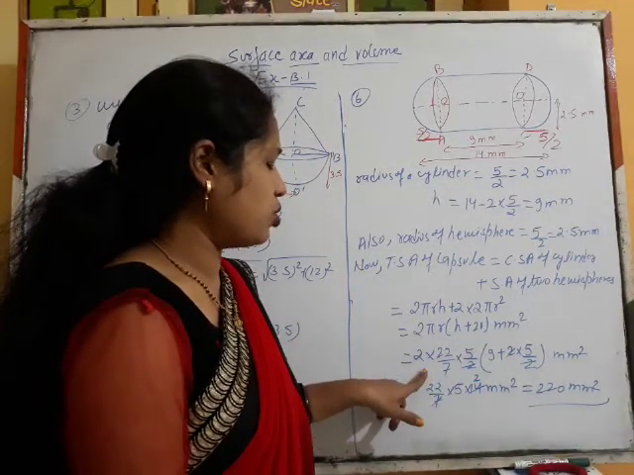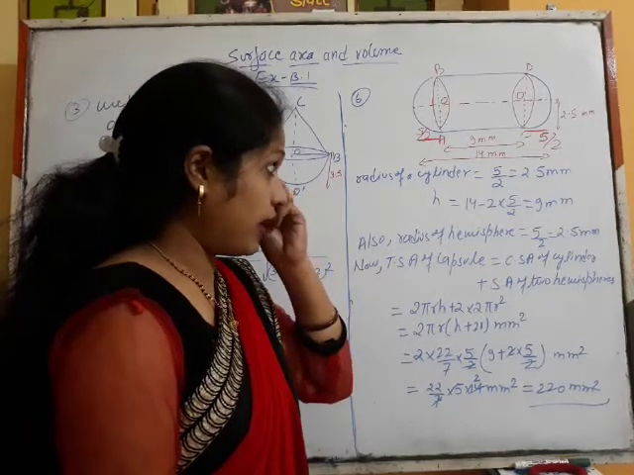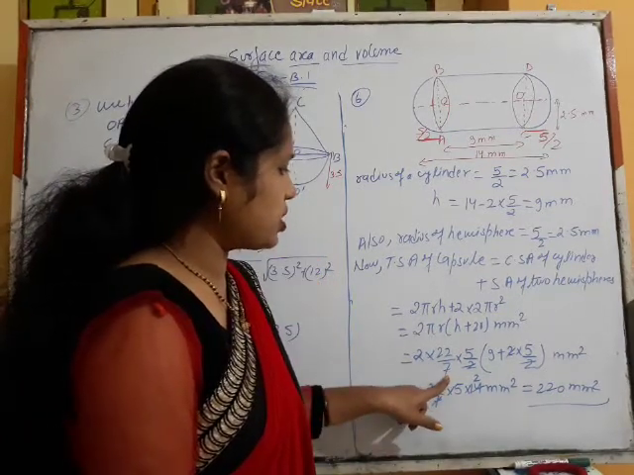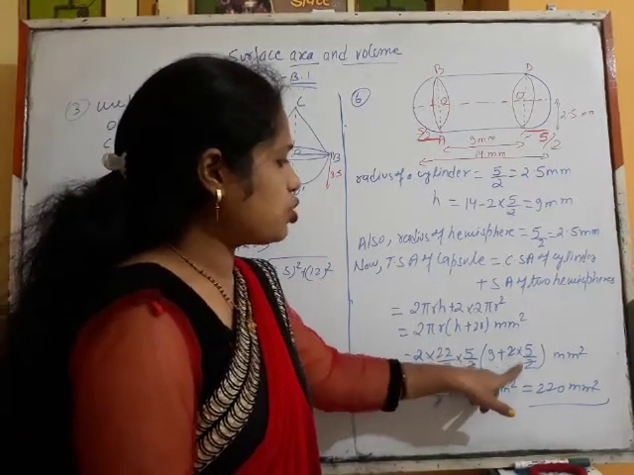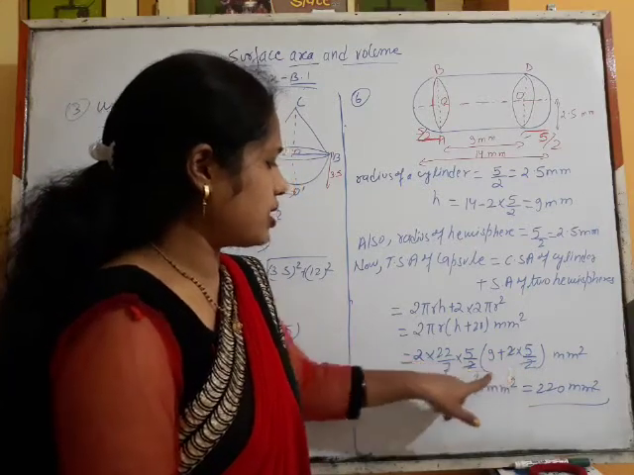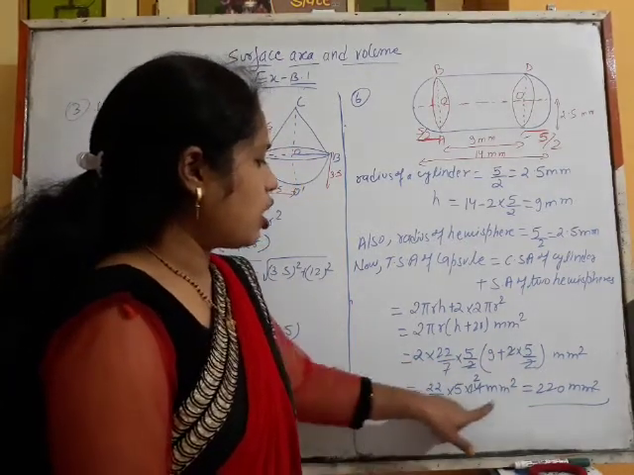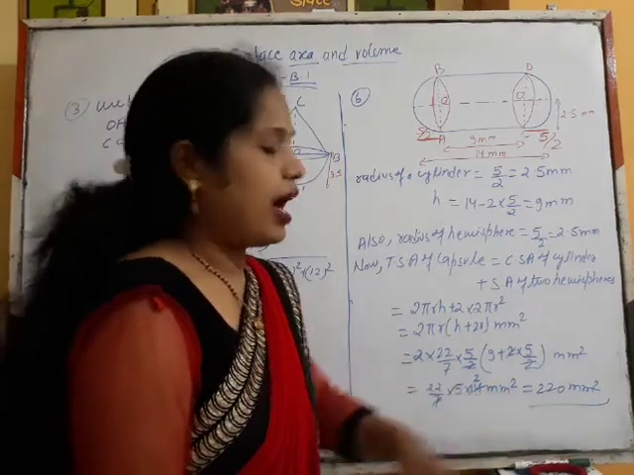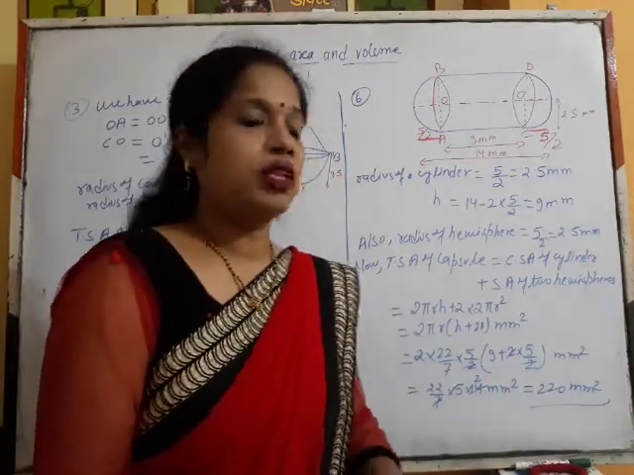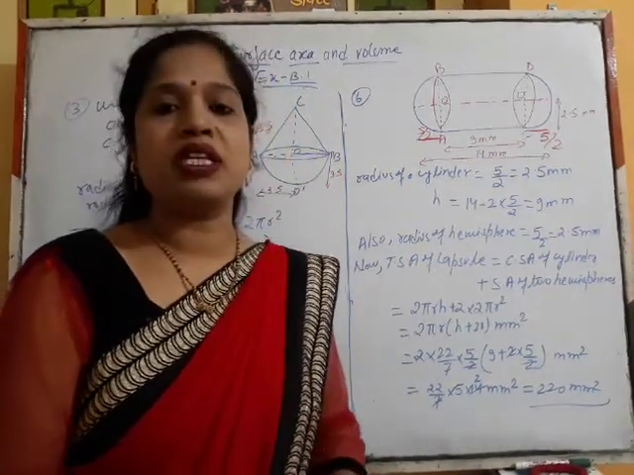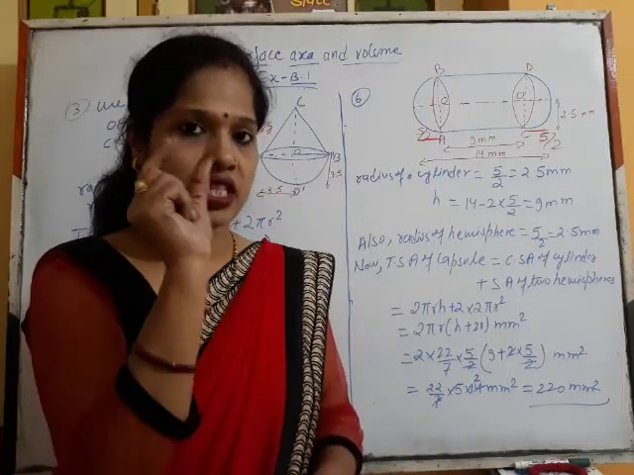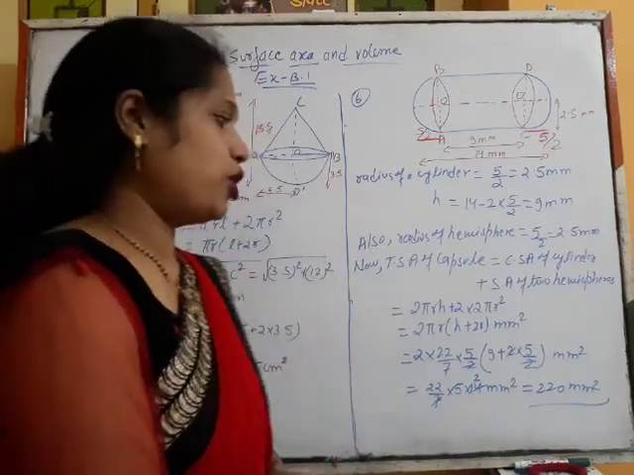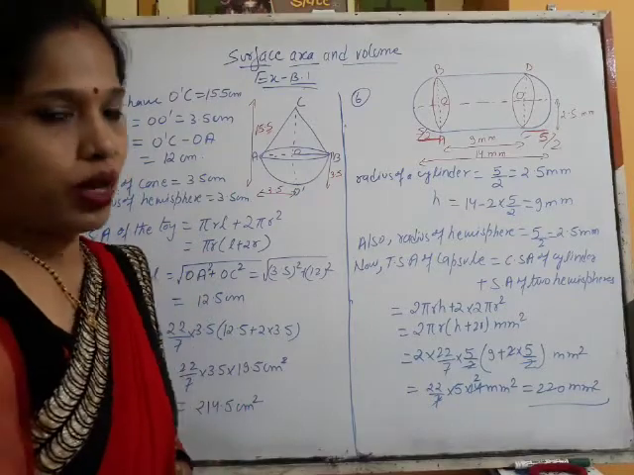Now putting the values into the formula, 2 into 22 upon 7, 5 upon 2, and plus 2 into 5 upon 2. 2 are cancelled. Here also they are cancelled. Whatever we are left with, we have solved, and the answer to the question is 220 millimeter square. That means the surface area of this small capsule is 220 millimeter square.